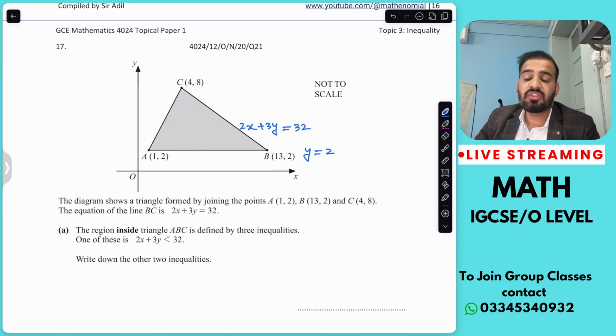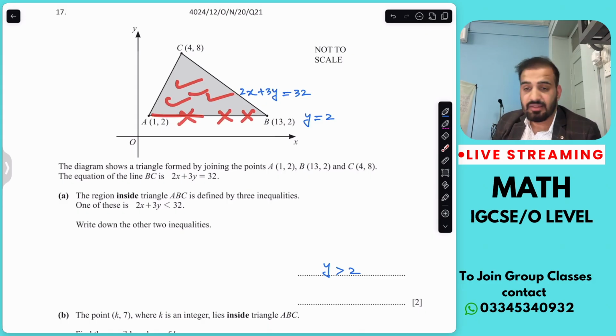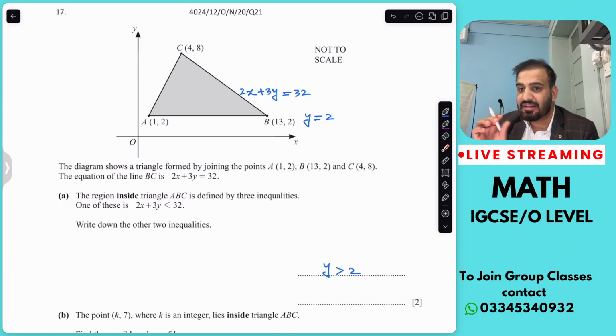So if the region is above this line, you will say y is greater than 2. Why is it only y greater than 2? Because they are saying inside. Inside means not the boundaries. This boundary is not included. Only the inside of the triangle is included. That is why I will never put greater than or equal to. I will only put greater than.